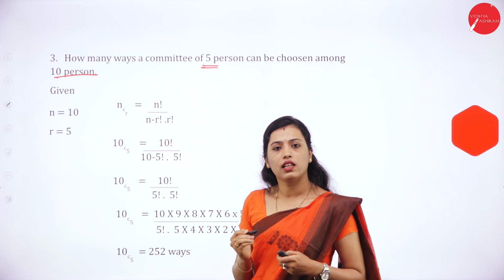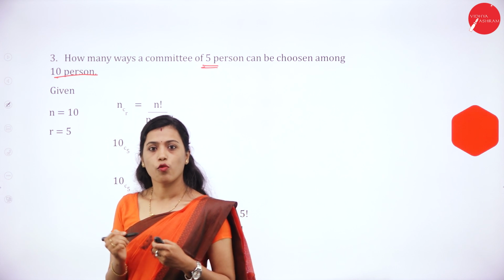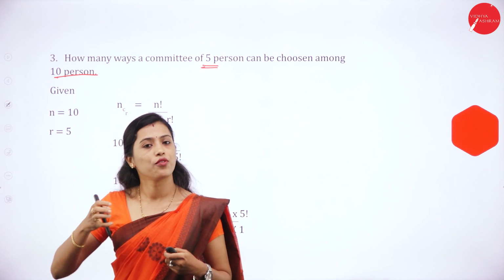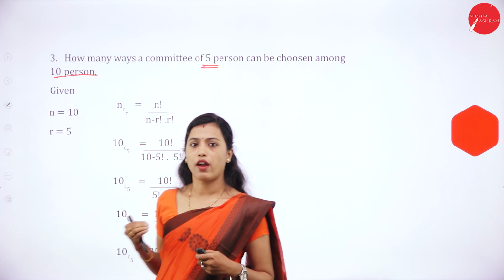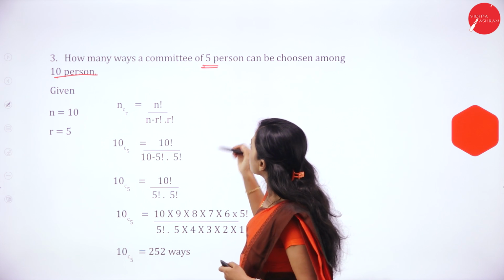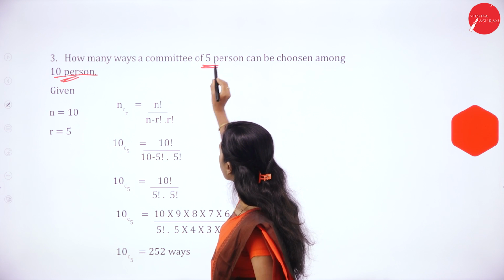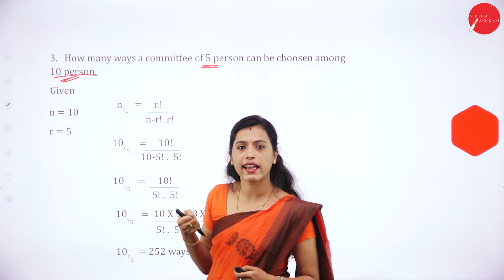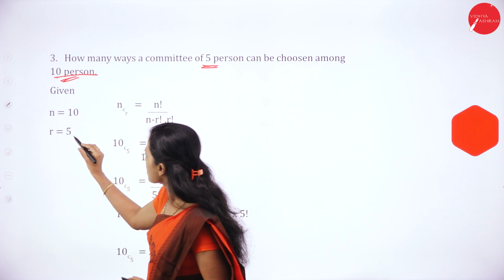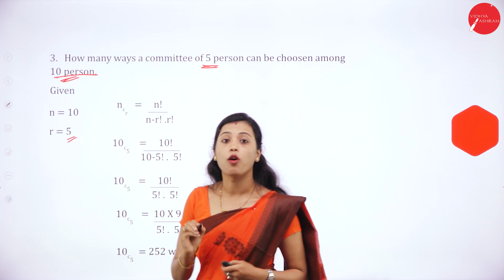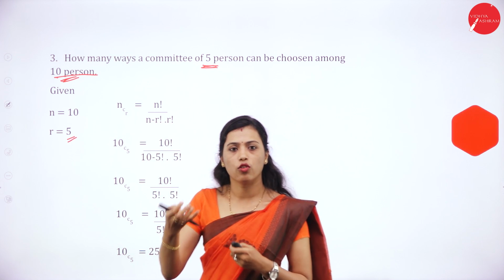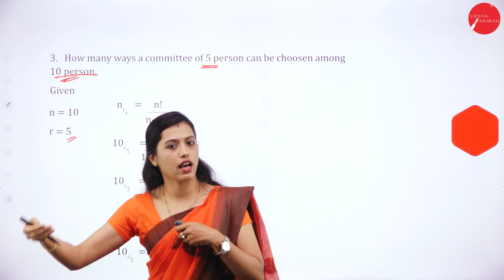So totally there are 10 persons. We have to choose only 5 persons, then we have to arrange them. Here n is 10 and r is 5 because we are going to select them. So it is a combination problem. We are going to select them, then we will arrange it.